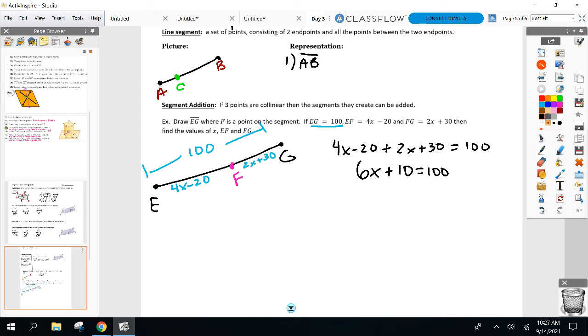Then what? Go ahead. Subtract 10 from 100. Get the 10 on the other side by subtracting it. 6x equals 90. Now what? Divide by 6. X equals 15.